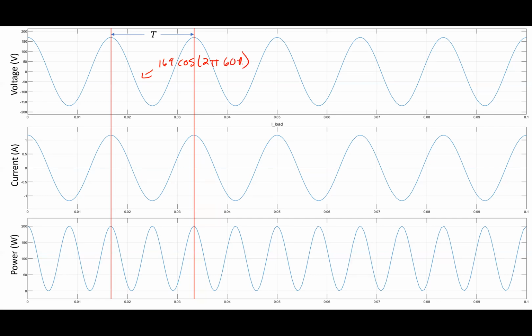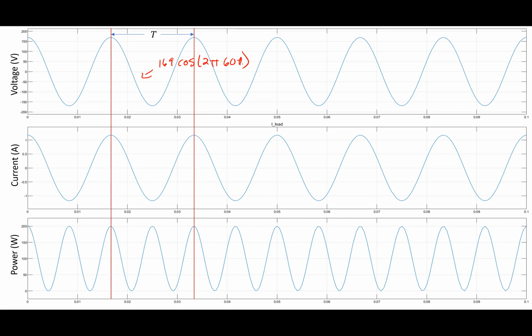On the bottom, or I guess in the middle, what I have is the current, all right? So they should be aligned with each other. There's no phase shift if I'm applying a voltage like that across a resistor, okay? If I do V of t times I of t, the result is what's shown at the bottom.